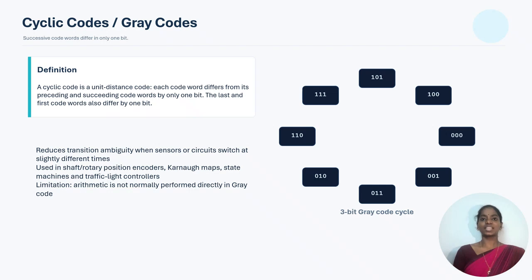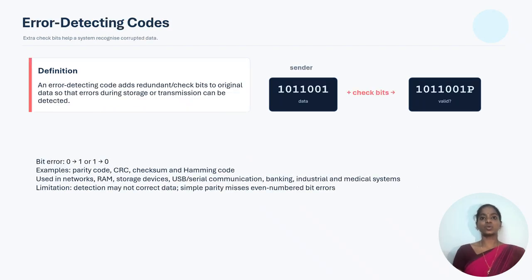Uses of cyclic codes are representing continuously changing positions, preventing transition errors, encoding system stages, and arranging K-maps. Advantages of cyclic codes are only one bit changes, reduced incorrect intermediate values, and reduced ambiguities. Applications of cyclic codes are industrial control systems, K-maps, sequential circuits, and traffic light controllers. And then the next classification is error detecting code.